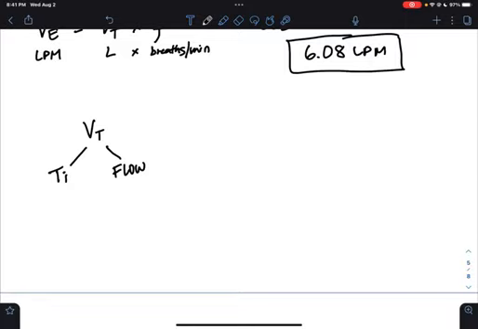And then usually I have a base equation first. I always start with flow. Flow is liters per minute, so I know that it's volume per time. So it would be tidal volume over I time. And then all you have to do is manipulate the equation if you want to isolate tidal volume or I time.